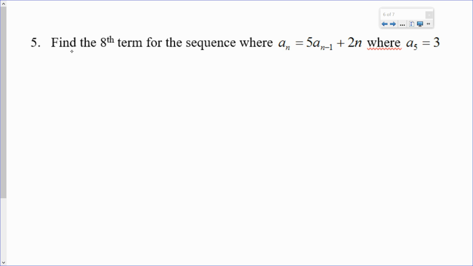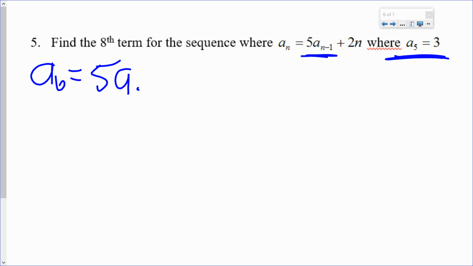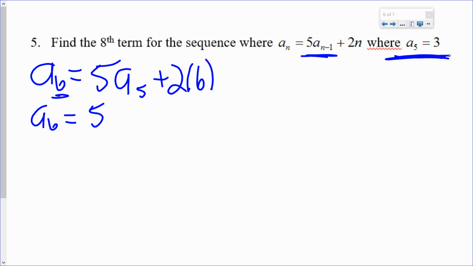Okay, now that you tried number 5 on your own, we start by finding the term after the one they gave me. So since it's giving me A5, I start by finding A6. So 5 times the previous term, 5 times A5, plus 2 times n, where n is the term you're finding. A5 is 3, plus 12, use a calculator if you need to, 27.